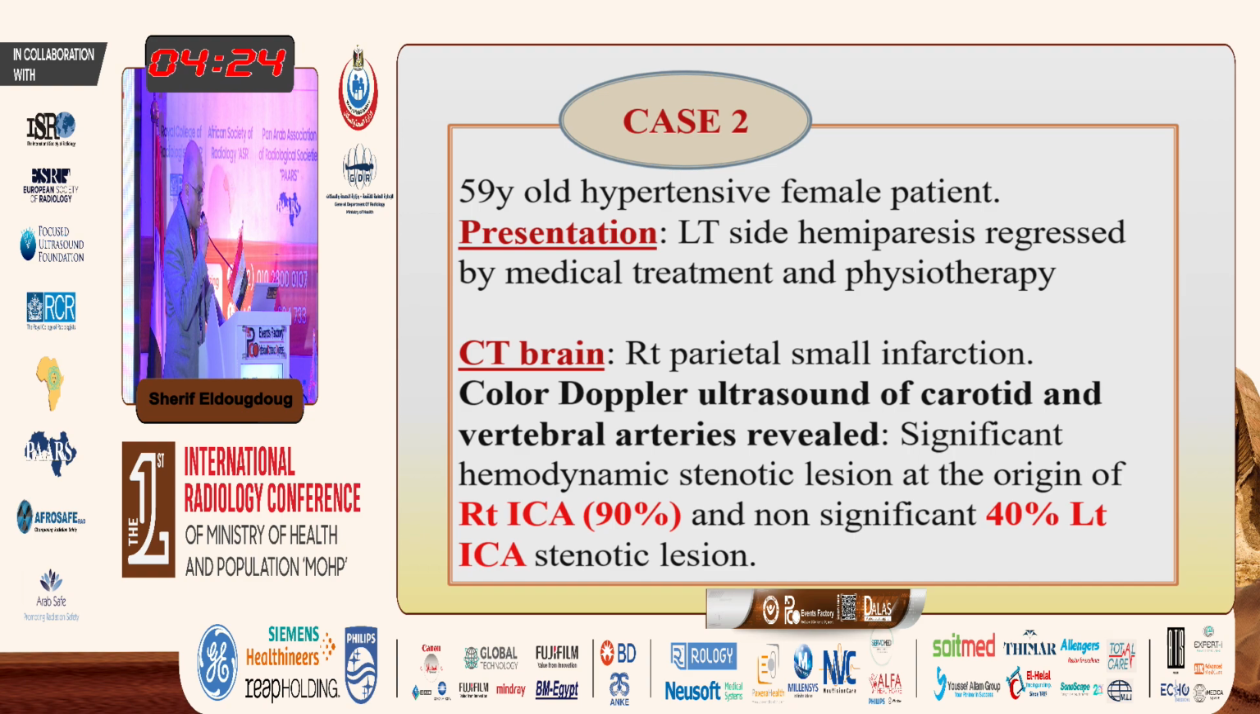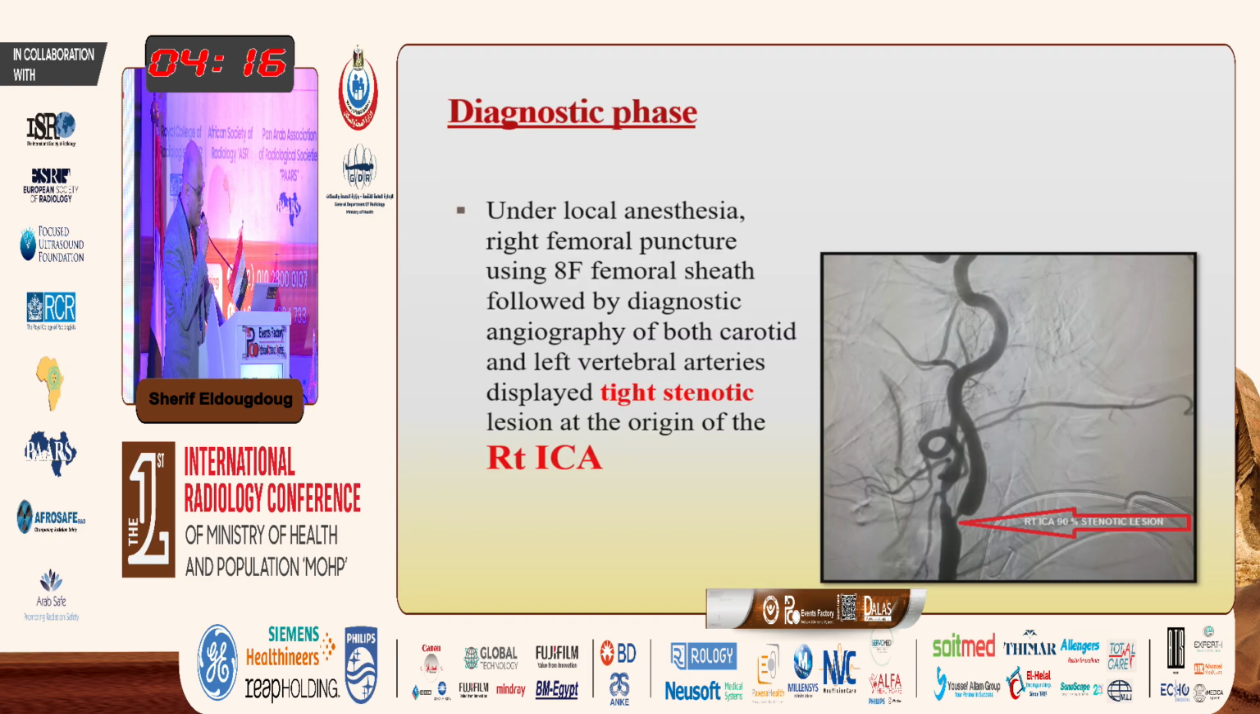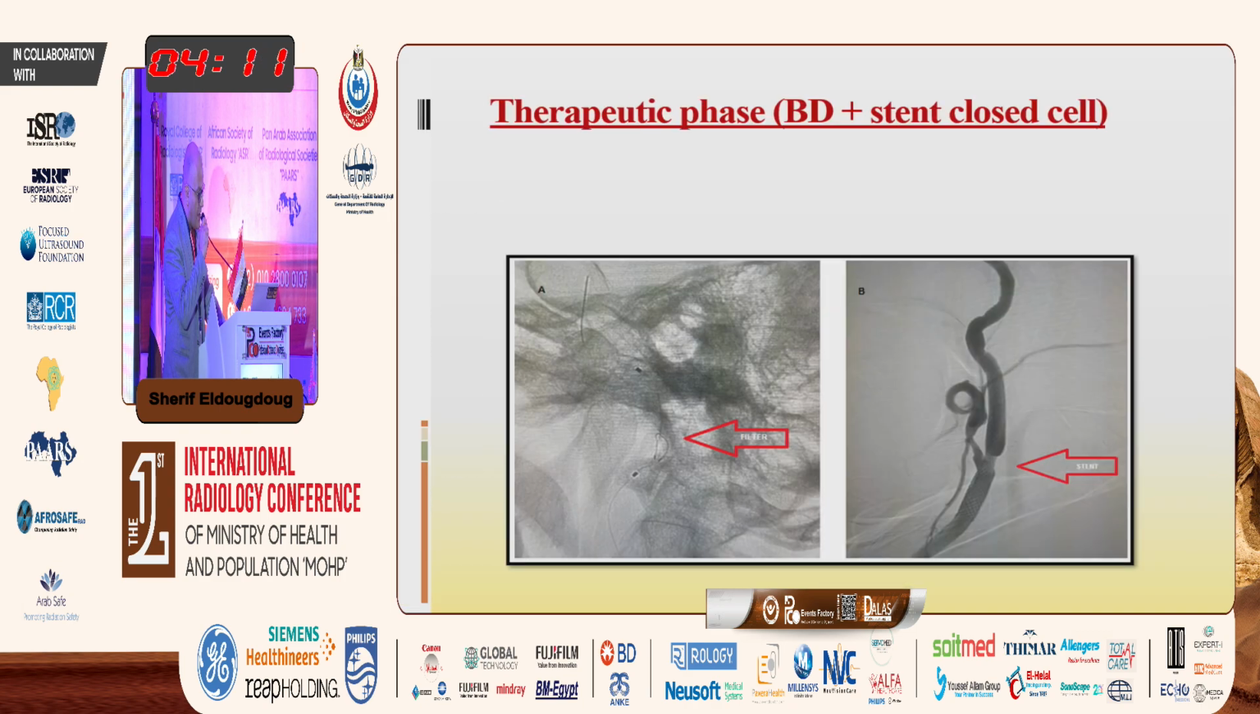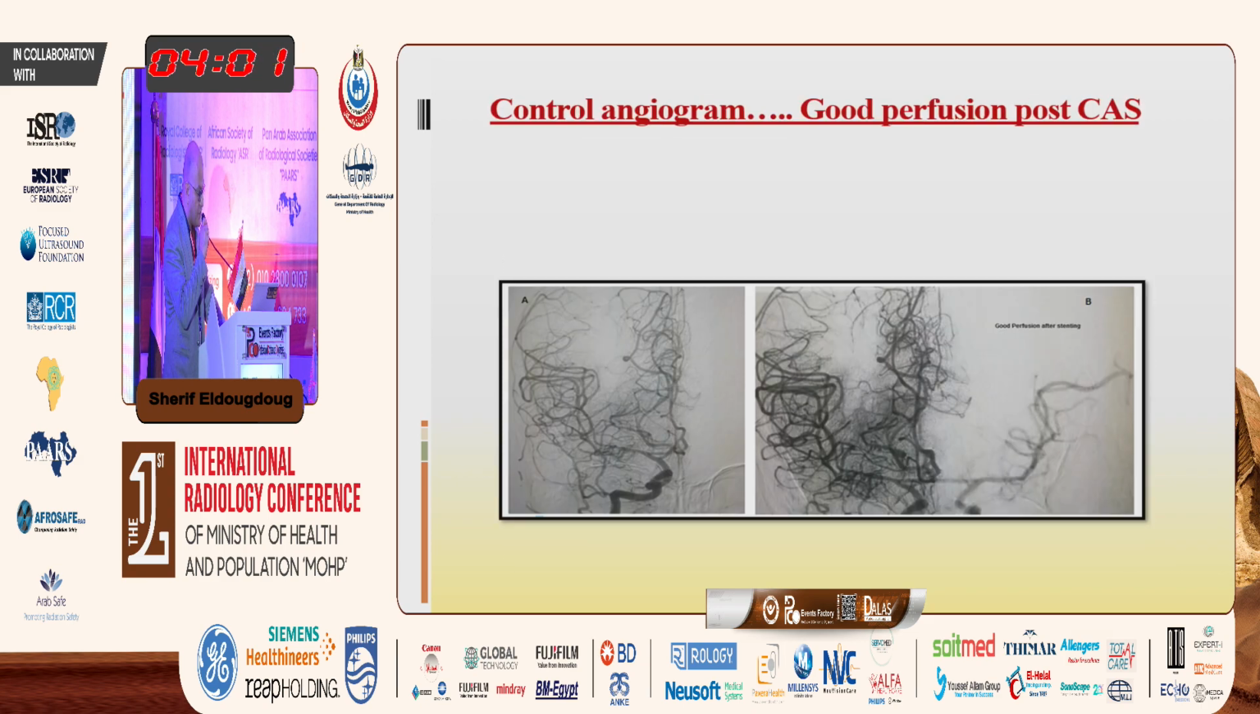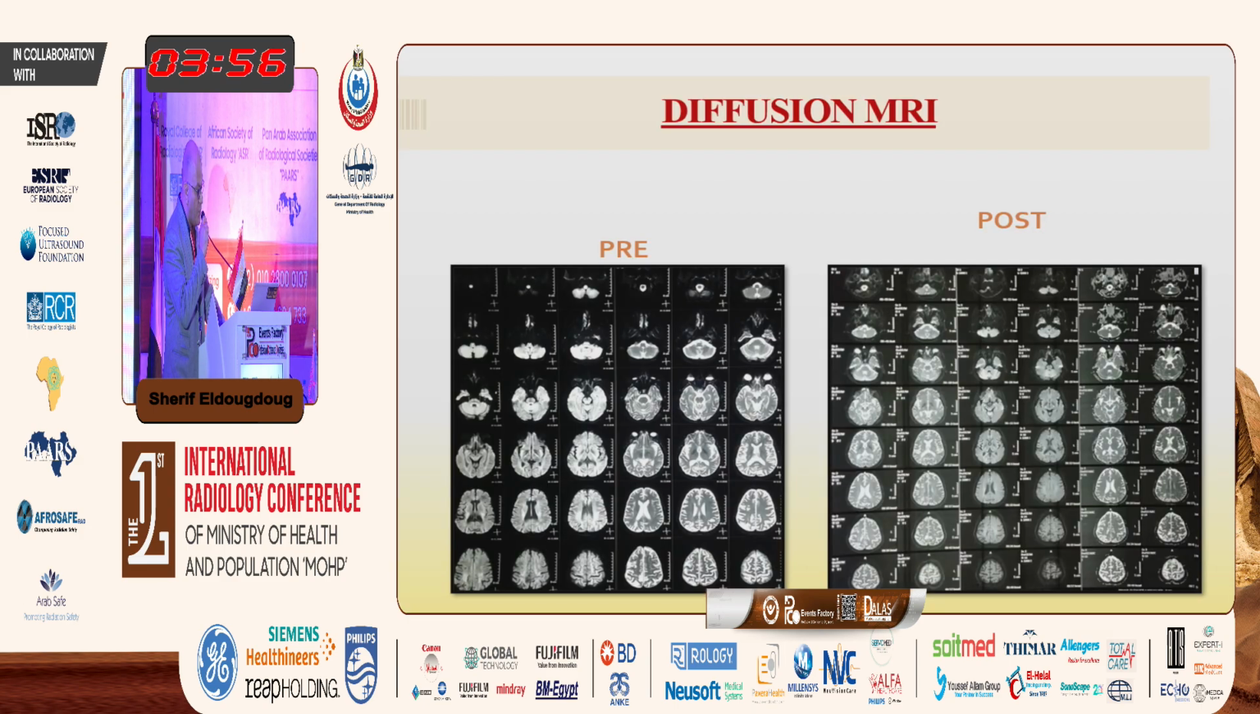Case 2: this patient presented to us with left side hemiparesis and the Doppler showing right ICA 90% and the left one 40%. This is the angiogram showing tight stenosis of the right ICA. We did this case also with the use of the filter and deployment of the stent. There is good perfusion of both cerebral hemispheres after management of the right stenotic lesion. Also the pre and post diffusion show no signal changes in the post-diffusion MRI.